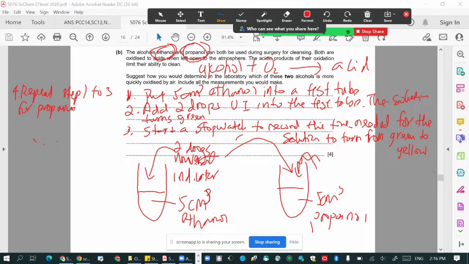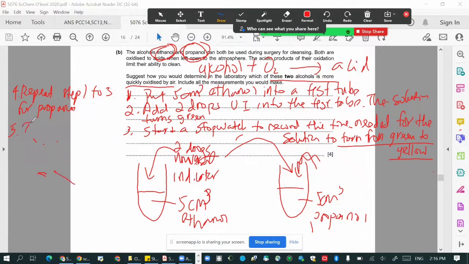So the key is to describe the steps for one experiment first. Then after that, you can just say repeat the steps for the other experiment, for propanol in this case. And then finally, these are the steps, and it also includes the observation. 1 to 4 are the steps, also included the observation, which is the solution turns color from green to yellow. And finally, we need to write down the conclusion. So how do you answer the question? The question actually asks which of these 2 alcohols is more quickly oxidized by air. So that would be number 5.